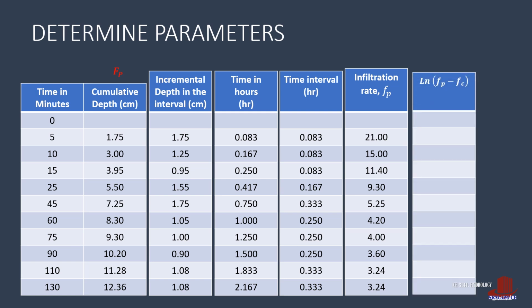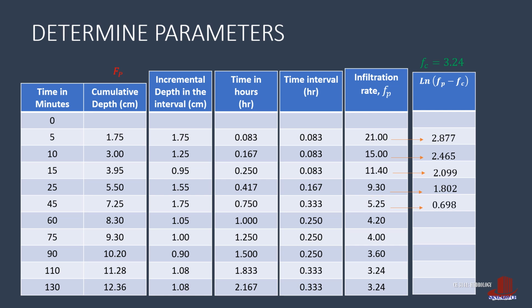So add another column to look for ln of fp minus fc. Remember that fc has just been figured out as 3.24. So start with ln of 21 minus 3.24, which is 2.877. Ln of 15 minus 3.24 is 2.465. The logarithm of 11.4 minus 3.24 is 2.099. The logarithm of 9.3 less 3.24 gives us 1.802.